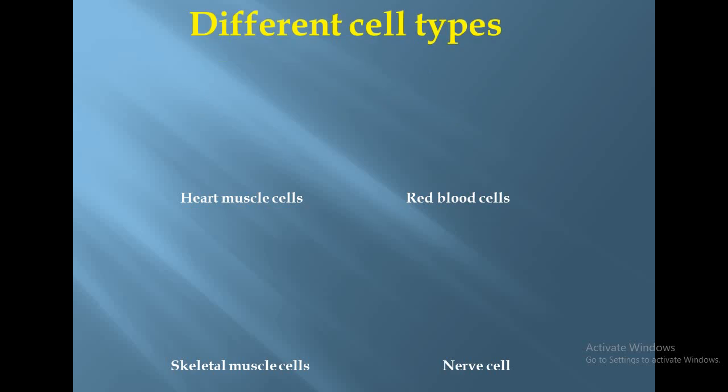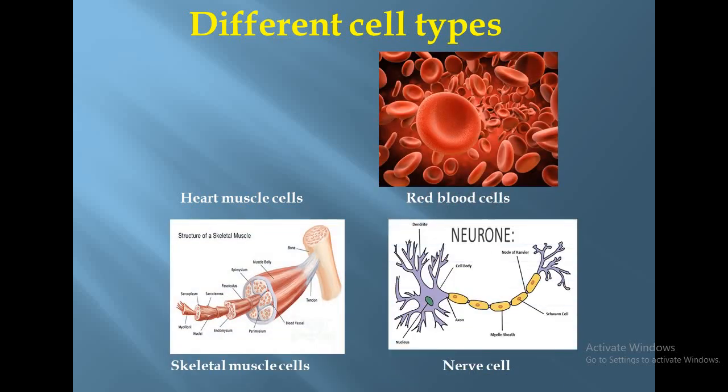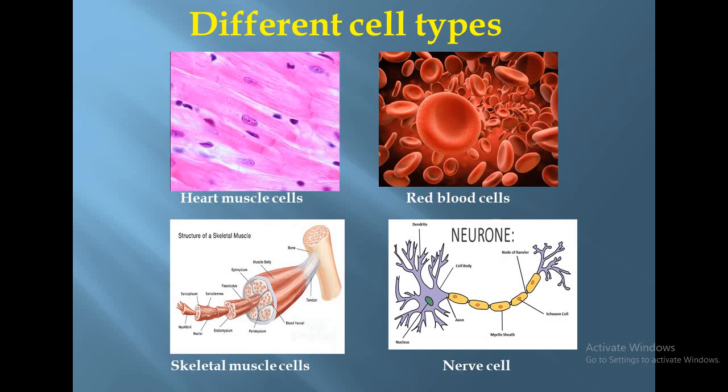Did you know that a human body has about 10 trillion cells? Of course, you know that a human body has different types of cells, but did you know that there are 200 different cell types? Some examples are red blood cells, skeletal muscle cells, nerve cells, and heart muscle cells.